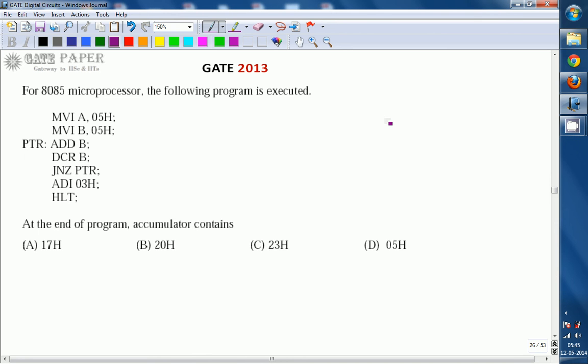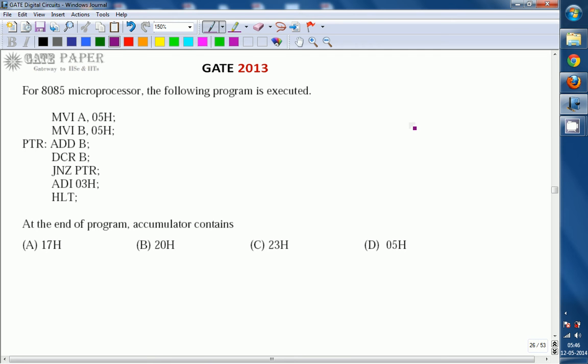Hello, we are discussing the GATE 2013 ECE paper, and the topic is related to digital circuits, specifically the microprocessor. For the 8085 microprocessor, the following program is executed. At the end of the program, the accumulator contains A) 17H, B) 20H, C) 23H, D) 05H. We have to write the hexadecimal equivalent of the accumulator.